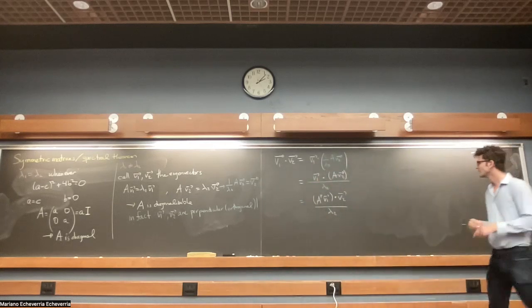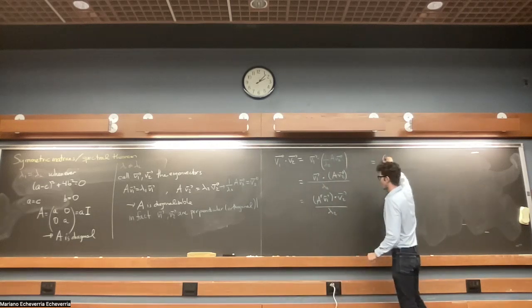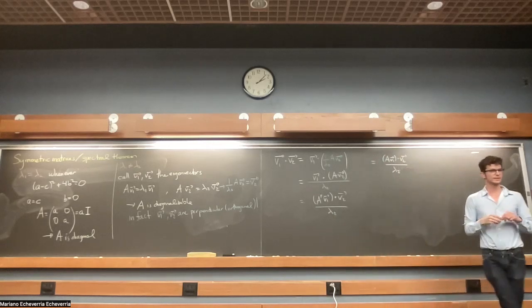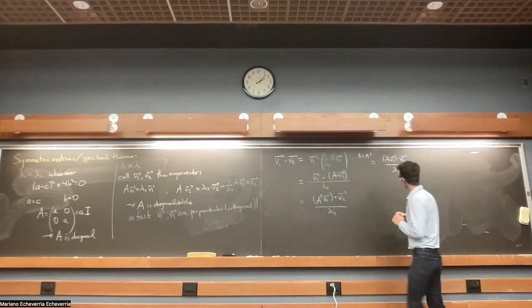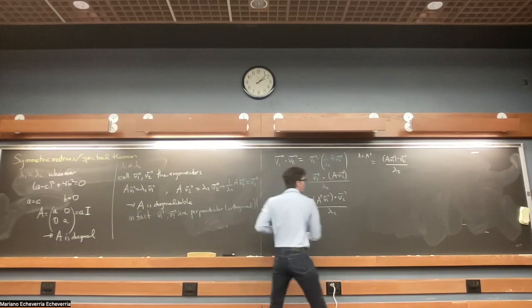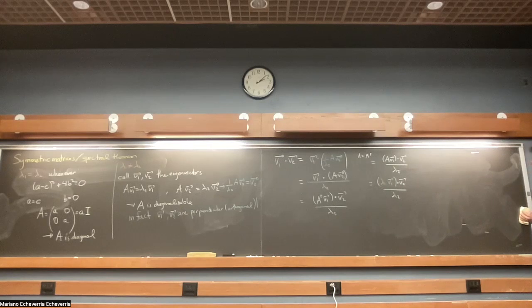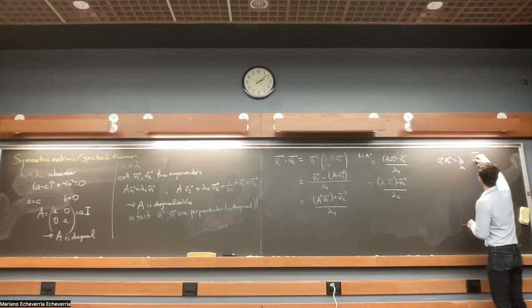But what is the A transpose in this case? It's just A because our matrix is symmetric, right? So it just gives you A V1 dot V2 over lambda 2. Is that making sense? So here we're using the symmetry condition of the matrix. And what is A V1? A V1, because V1 is an eigenvector, is lambda 1 V1. Right? So what are we getting? We're getting that V1 dot V2 is lambda 1 over lambda 2 times V1 dot V2.